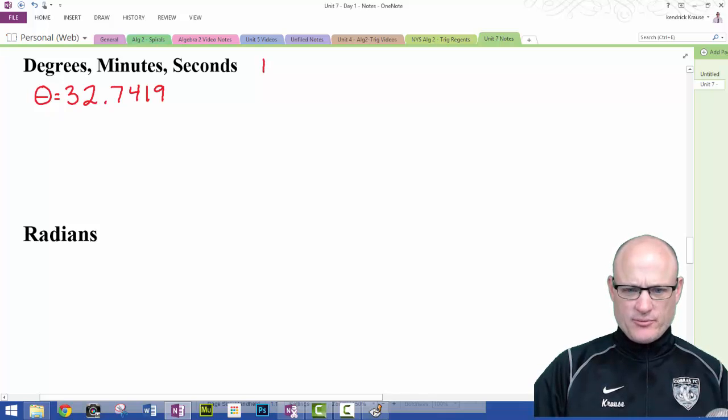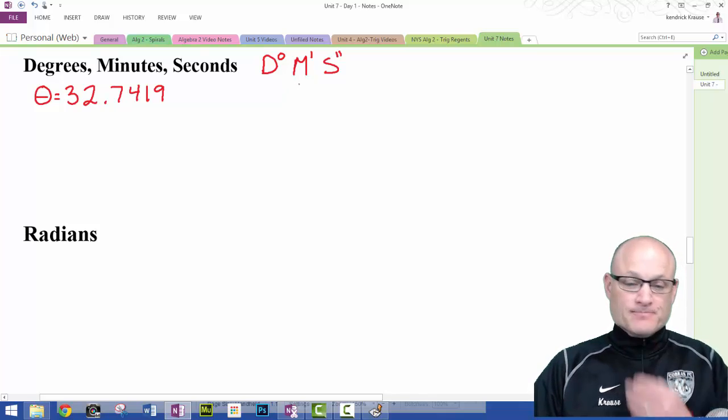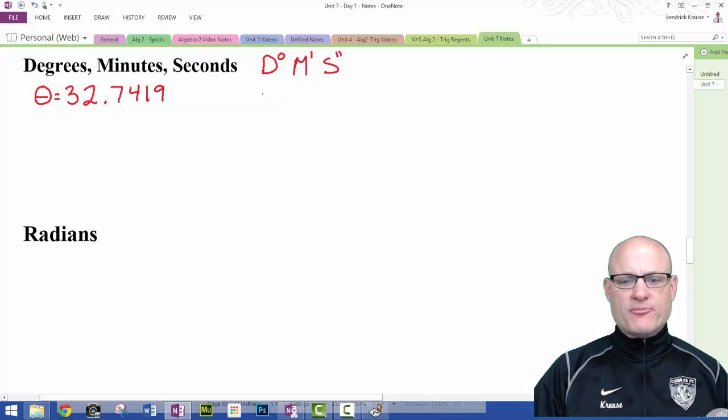First of all, degrees has a symbol you already know. It's the little circle. Minutes has one tick mark or one single quotation mark. And seconds has two tick marks or double quotation marks. So when this comes out, it'll have the degrees, the minutes, and the seconds. Only the seconds will have a decimal on it. Every other one will be not rounded, but truncated, just like I just did on that last problem.